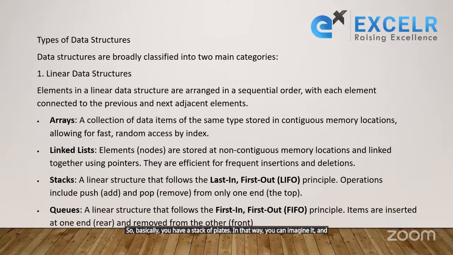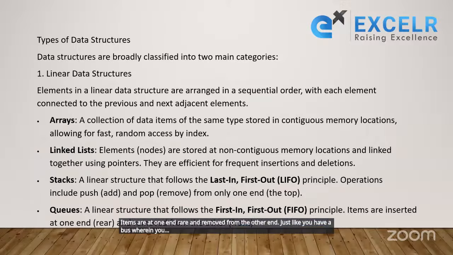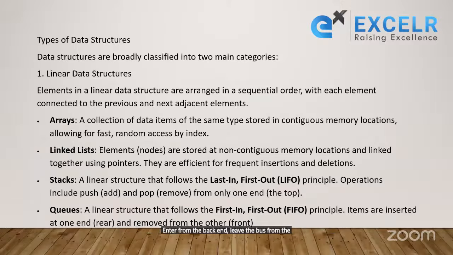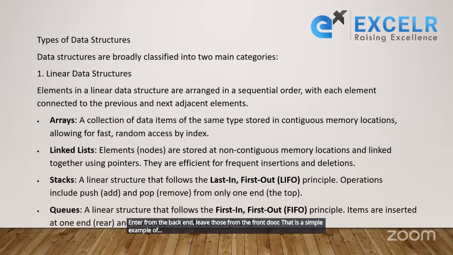And queues, a linear structure that follows the first in, first out principle. Items are added at one end, the rear, and removed from the other end. Just like you have a bus wherein you enter from the back and leave the bus from the front door. That is a simple example of first in, first out.